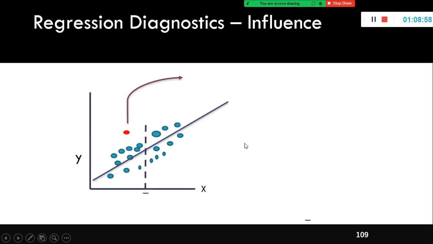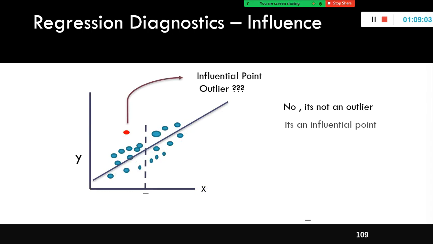How about this one? Influential or outlier? No, it is not an outlier, it is an influential point. Can we say it is an outlier? See, this is a different scenario, a beautiful scenario. This is somewhat closer and we can't say it is too far. It is not an outlier, but this observation causes this line to tilt a little upward, right?